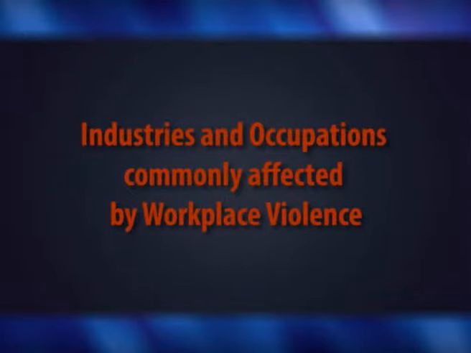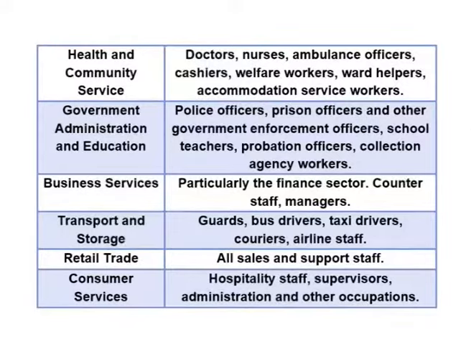Next is about industries and occupations commonly affected by workplace violence. Workplace violence can arise in any industry or occupation. However, there may be a higher risk of workplace violence if the business is in one of the following industries or its workers fall into one of the following occupational categories: health and community service, doctors, nurses, ambulance officers, cashiers, welfare workers, ward helpers, accommodation service workers.